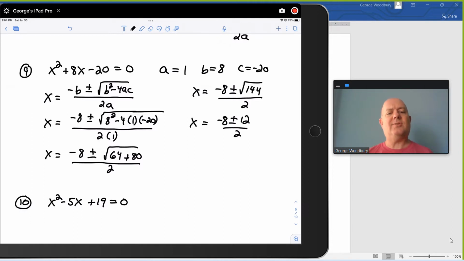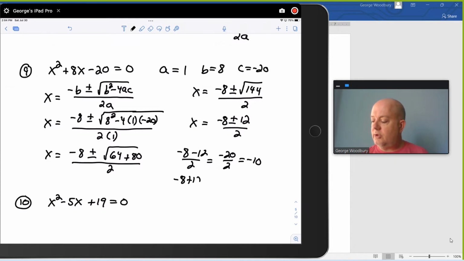And there's a couple of ways to simplify this from here. First, I could divide a common factor of 2 out of all of those terms, and that would work. But I'm going to do it by reducing at the end. So one of my solutions is negative 8 minus 12 over 2. That's negative 20 over 2, or negative 10. The other one, using addition, negative 8 plus 12 over 2 is 4 over 2, or 2. So my solution set contains negative 10 and positive 2.